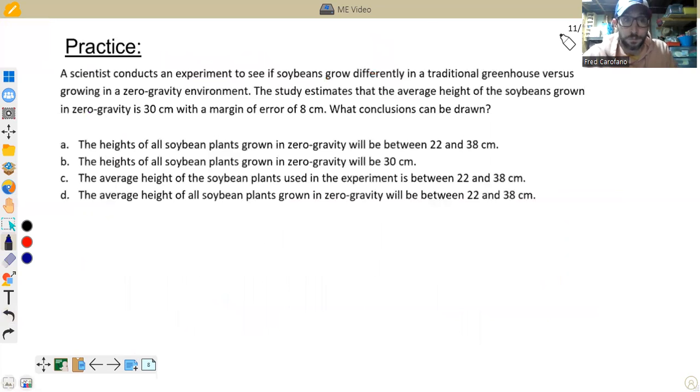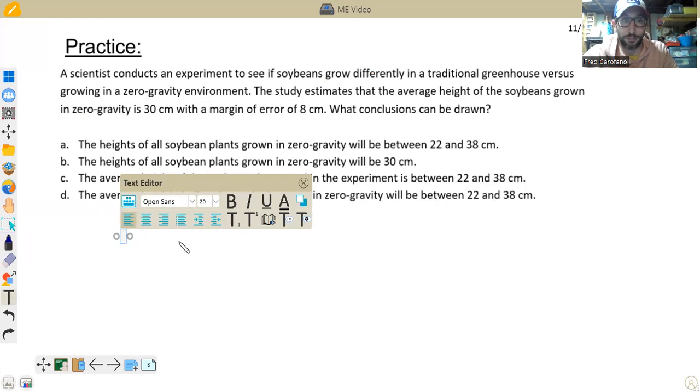So check it out. Scientists are conducting an experiment to see if soybeans grow differently in a traditional greenhouse versus growing in a zero gravity environment. The study estimates that the average height of soybeans grown at zero gravity is 30 centimeters with a margin of error of 8. So let's summarize what's going on before we even look at the multiple choice options. So the sample is the soybeans in the experiment. For the sample, we know that the mean is 30.